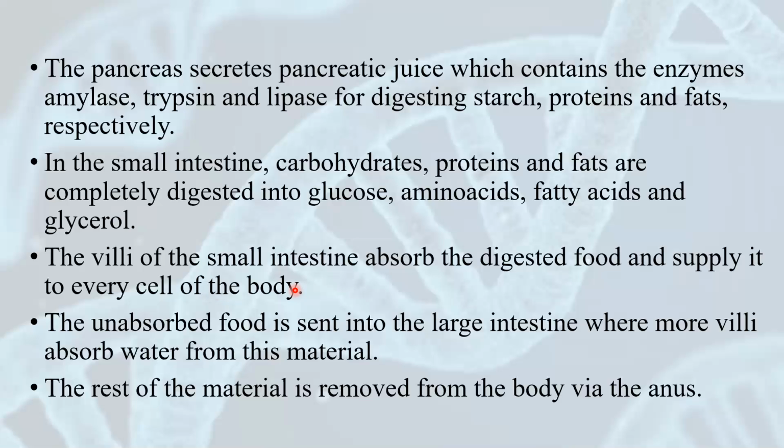Now here the food is digested, the food is absorbed. Now whatever is remaining, the undigested and unabsorbed food is sent into the large intestine where there are more villi, and these villi have a function of absorbing water from this material. Rest of the material after the removal of water is removed from the body via anus. First it is stored in rectum and then it is removed via anus.